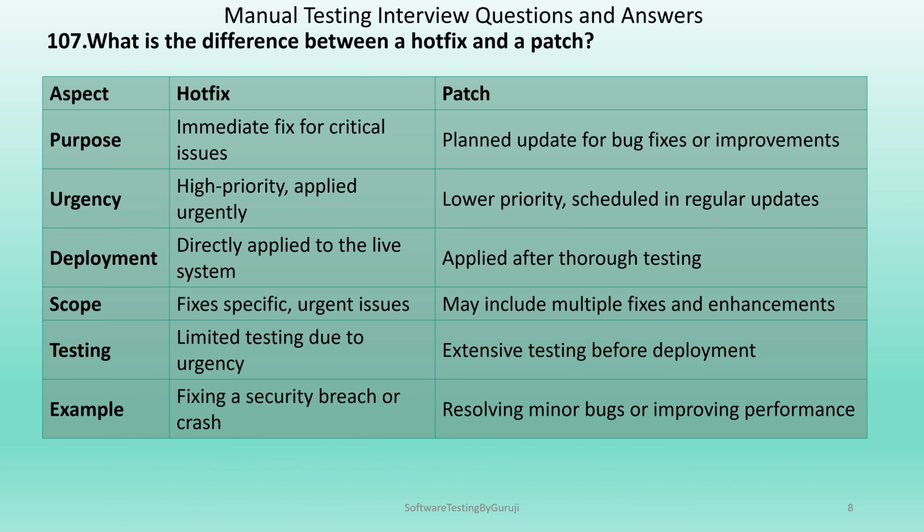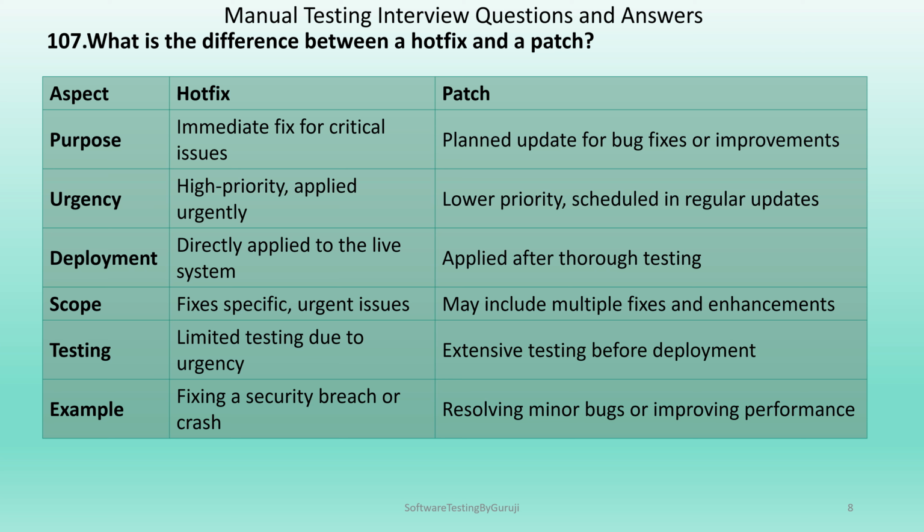Next question is, what is the difference between a hotfix and a patch? Hotfix purpose: immediate fix for a critical issue. Patch: planned update for bug fixes or improvements. Hotfix urgency: high priority, applied urgently. Patch urgency: lower priority, scheduled in regular updates. Hotfix development: directly applied to the live system. Patch development: applied after thorough testing.